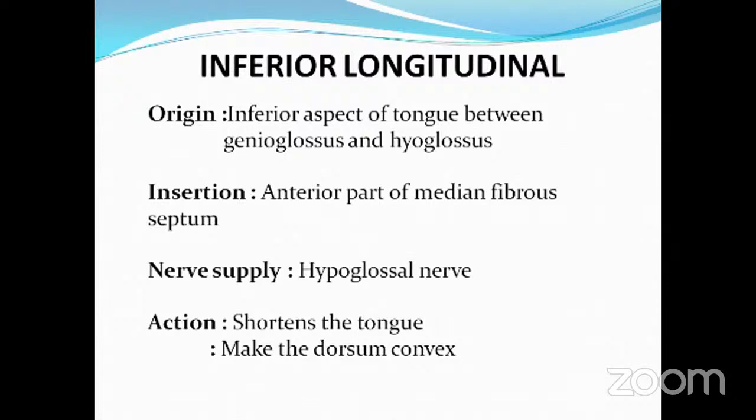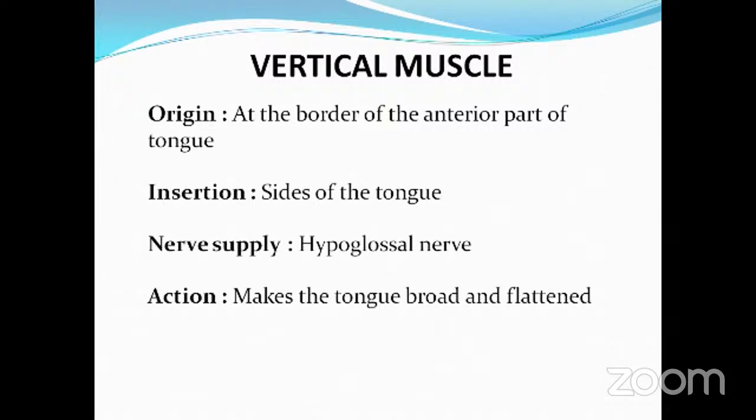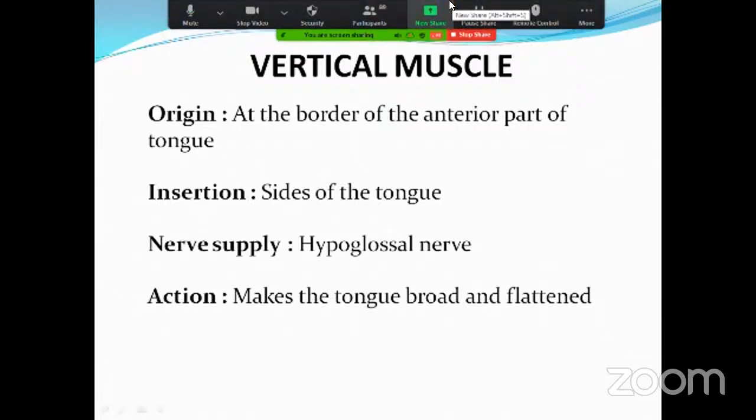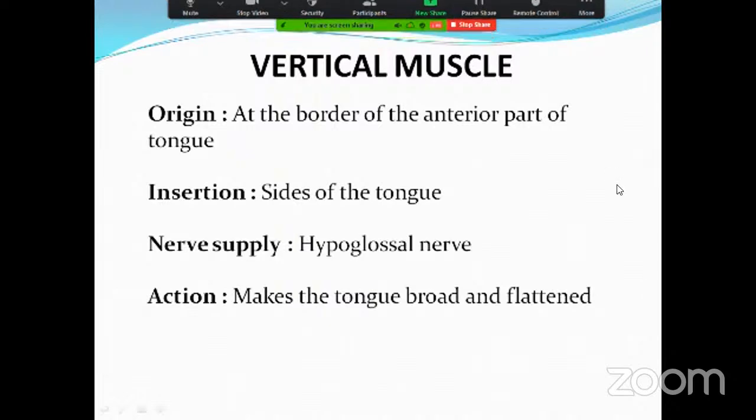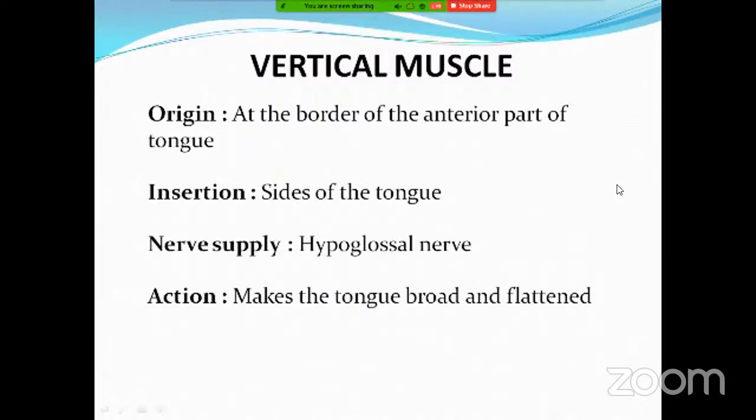Next is vertical muscle. Origin from at the bottom of the anterior part of the tongue, inside the tongue, and nerve supply by the hypoglossal nerve and action, it makes the tongue broad and flatter.